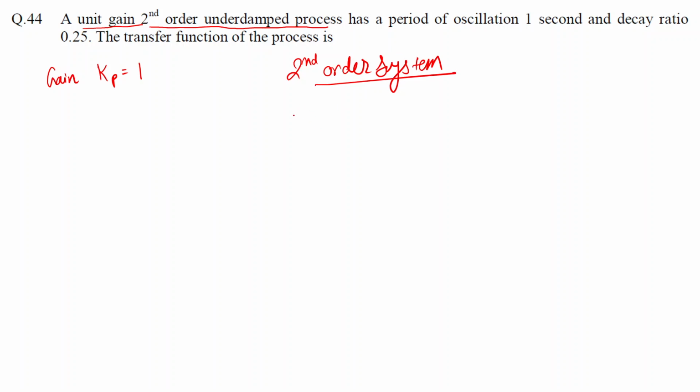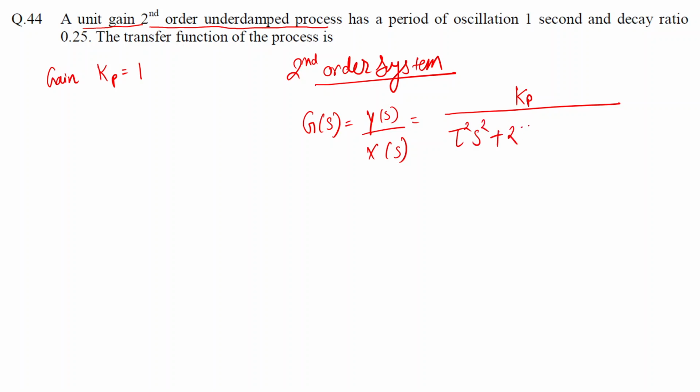Now, in general, the transfer function of a second order system can be written as G of s, that is basically output Y of s upon input X of s, equal to Kp upon tau square s square plus 2 zeta tau s plus 1. So here Kp is the process gain, tau is the time constant, and zeta is the damping factor.